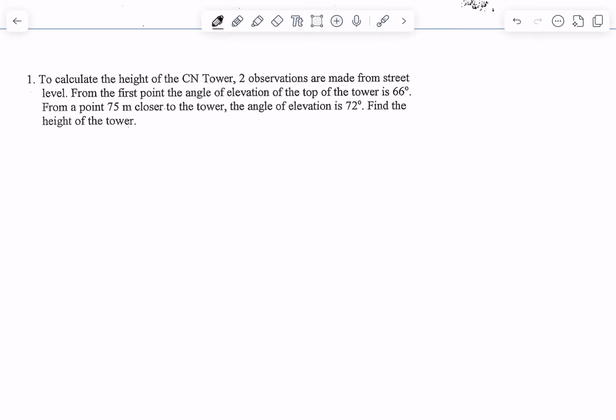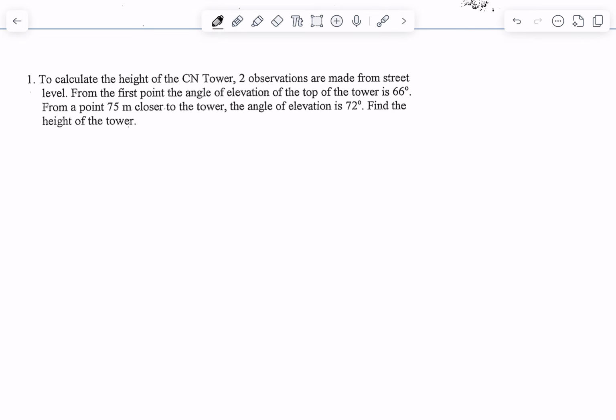Okay, so these are just a couple, about 8 problems. We'll do as many of them as I can video-wise, based on kind of compound triangle trig stuff, okay? And so this first problem, we're going to try and calculate the CN tower.